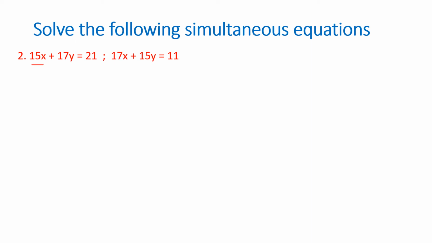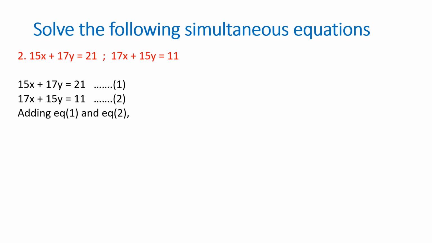Whoever is the coefficient of x in the first equation is the coefficient of y in the next equation. Whenever you get such a question where you have the same numbers but they are interchanged, the rule is very simple. You are going to add the equations once and you're going to subtract the equations once. Both the things you're going to do. You're going to add both these equations and you're also going to subtract both these equations.